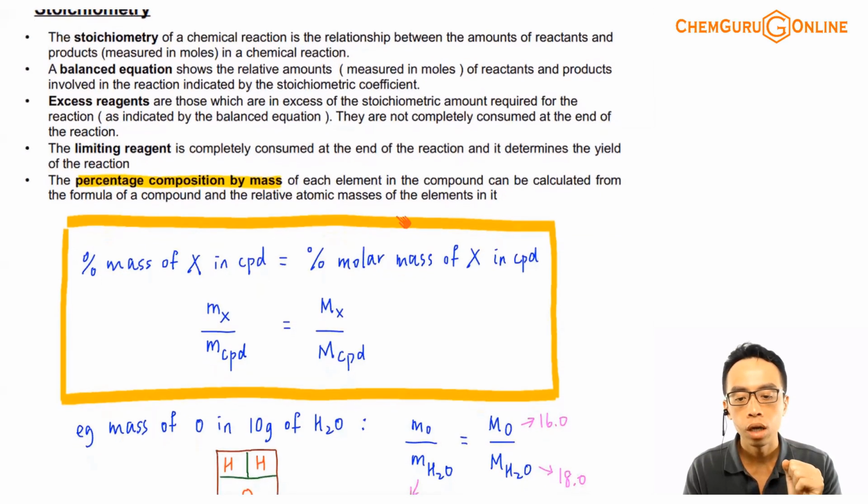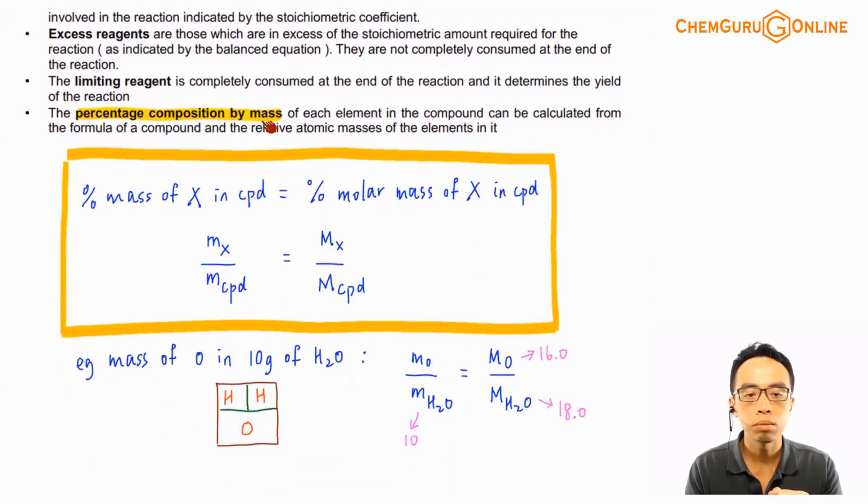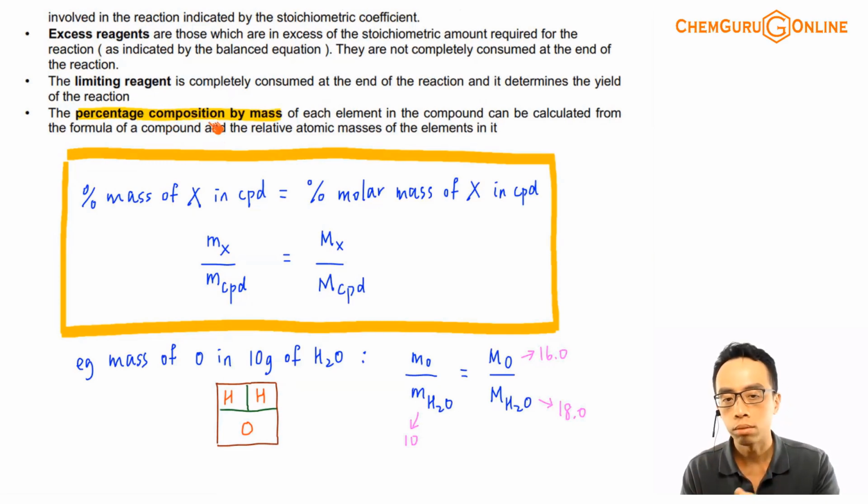Now let us bring in this idea involving percentage composition by mass. I think this is interesting and may require a little bit of time to talk about, because it is not very intuitive. The percentage composition by mass of each element in a compound can be calculated as such. The percentage mass of your element in a compound is equal to the percentage molar mass of your element in the compound. So based on this idea, we will have the mass ratio equal to the molar mass ratio.